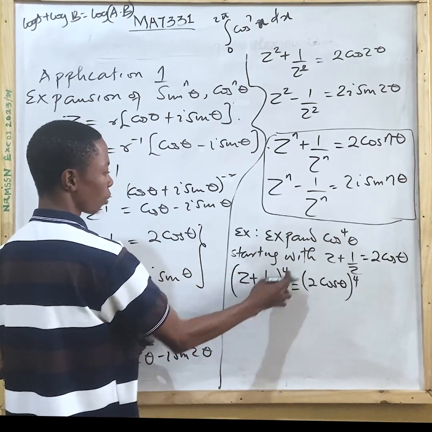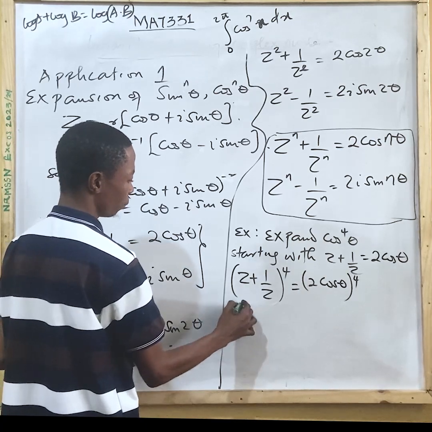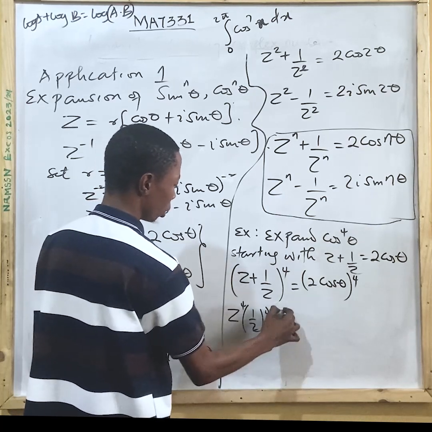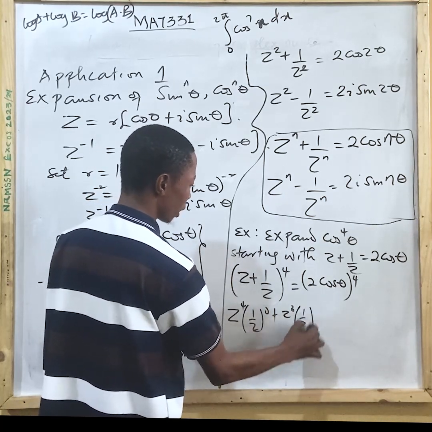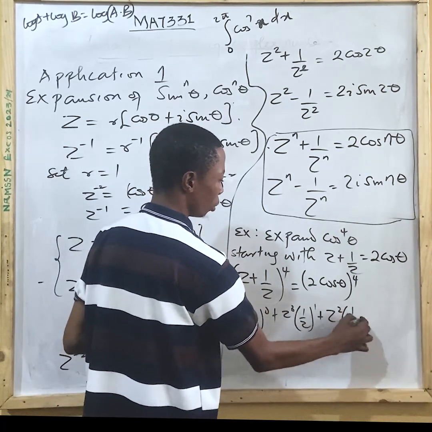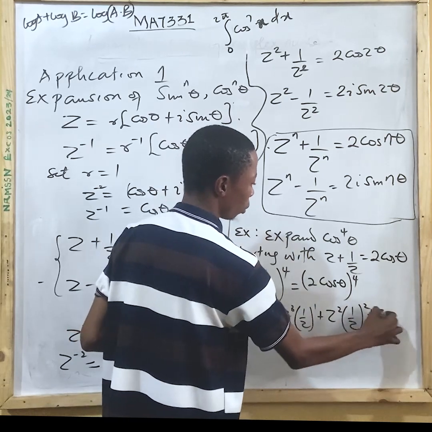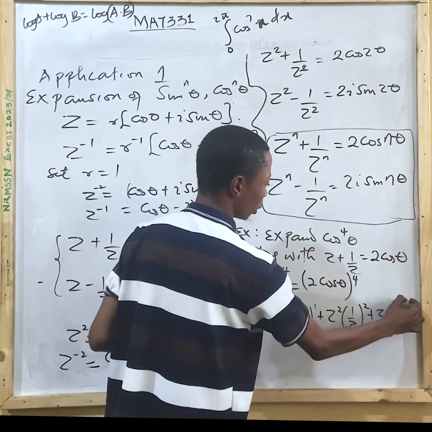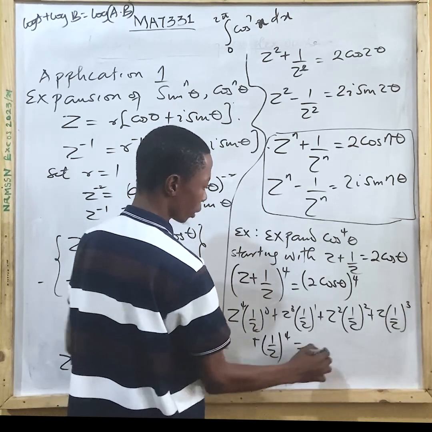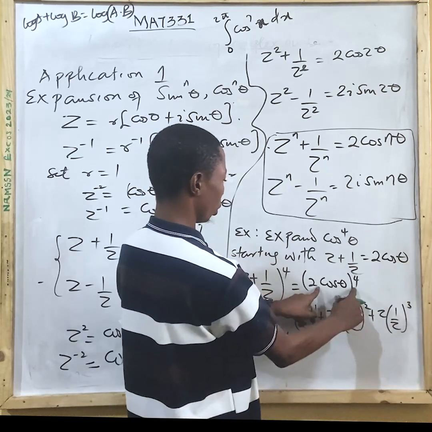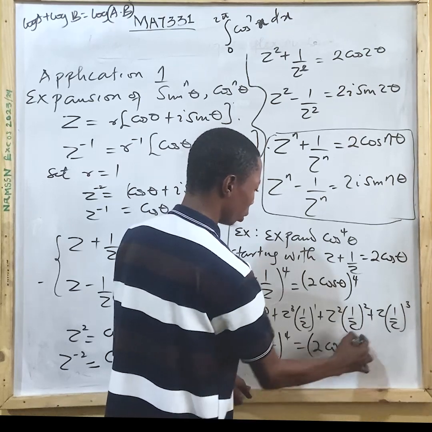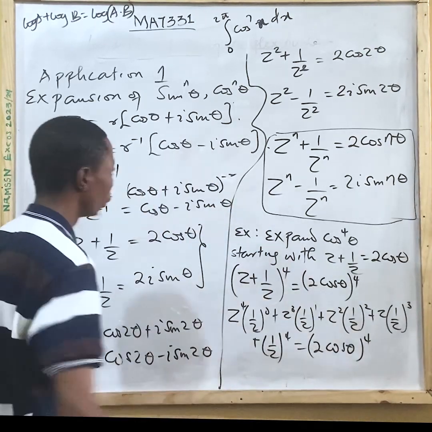If I want to expand (z + 1/z) raised to power 4, it's like z^4 (1/z)^0, you can still remember, plus z^3 (1/z)^1 plus z^2 (1/z)^2 plus z (1/z)^3 plus (1/z)^4 is equal to what? Is equal to this part, which is (2 cos θ) all raised to power 4.